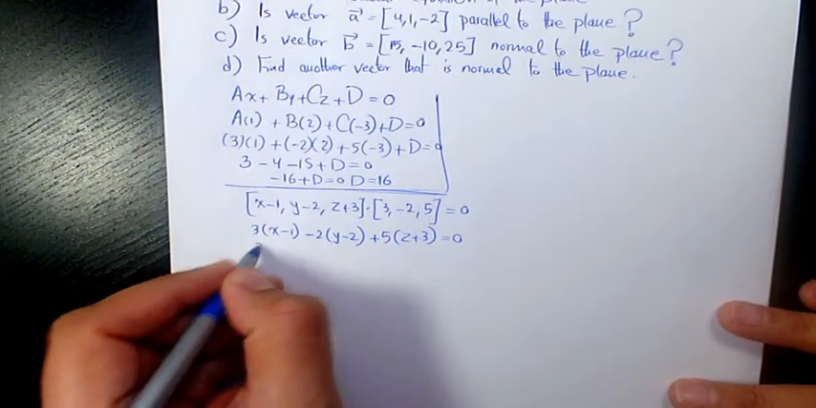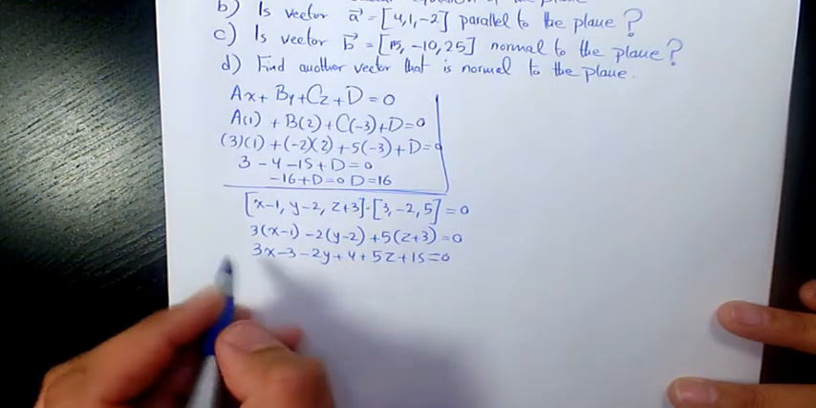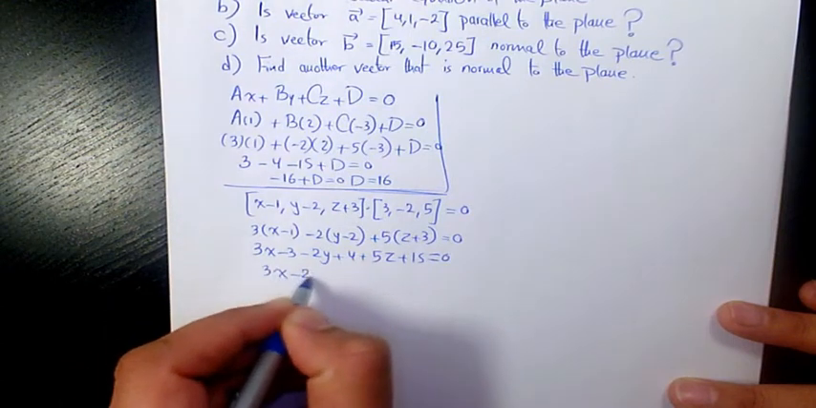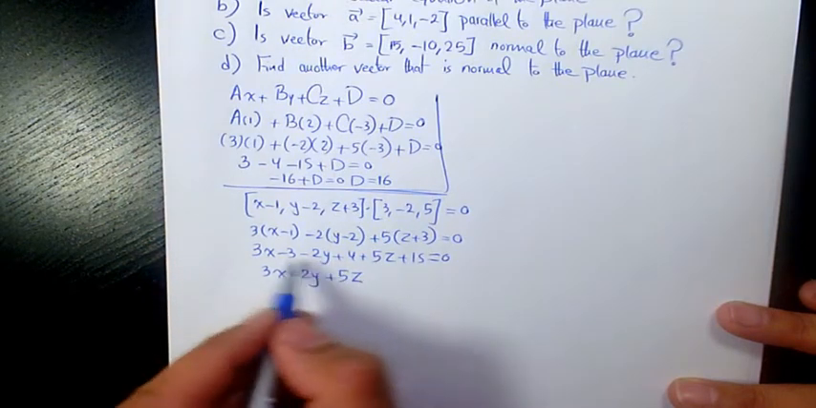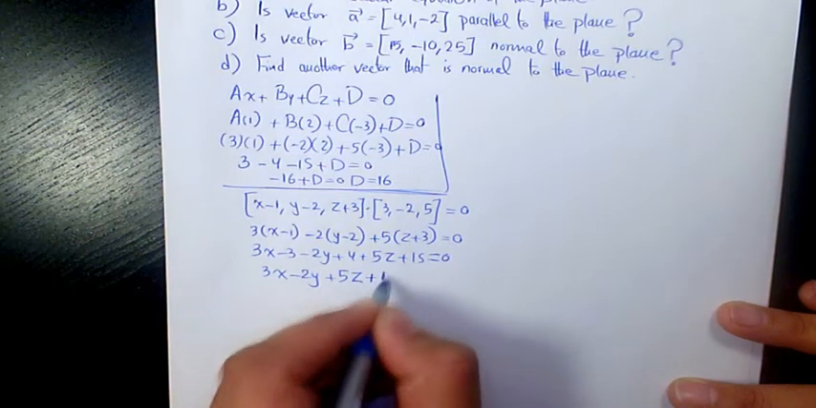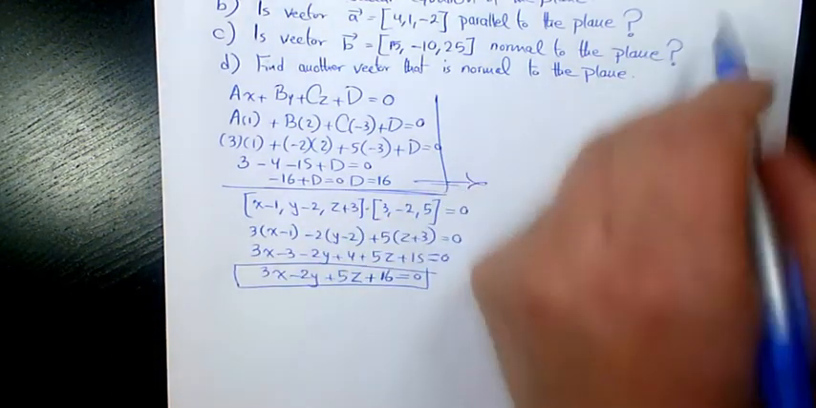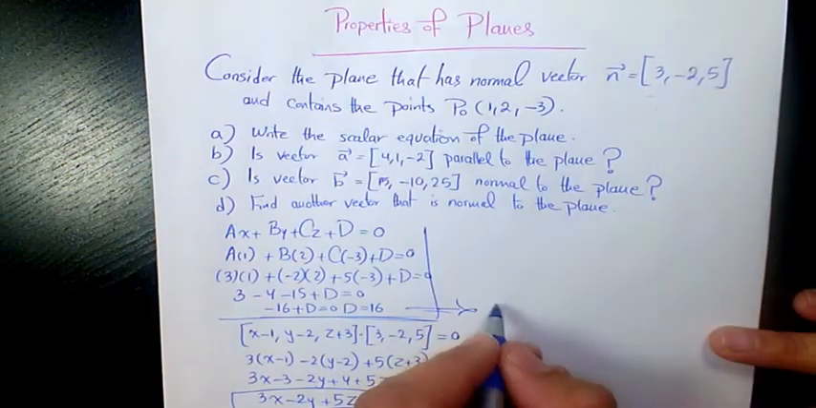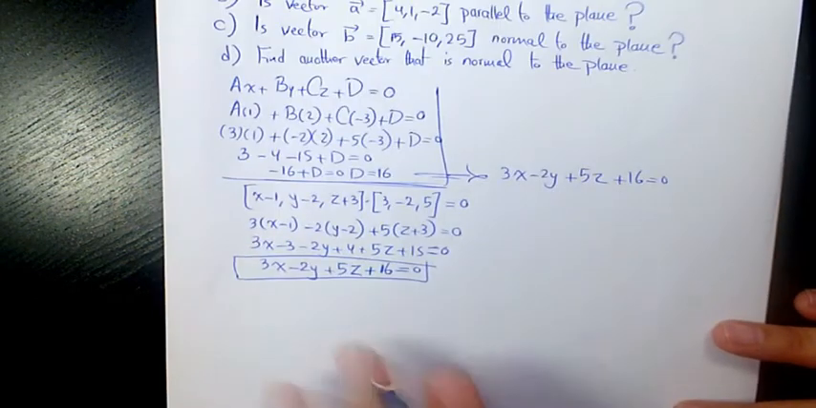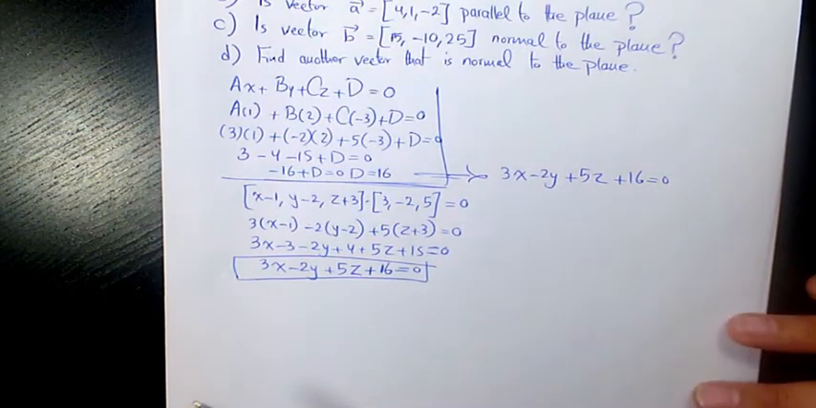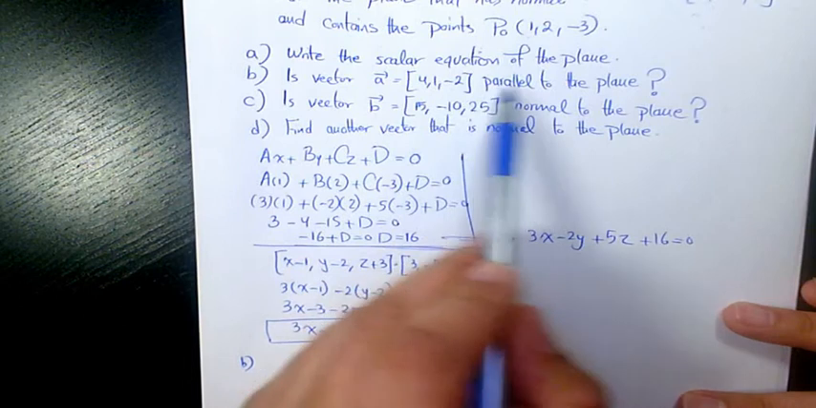So then, when you distribute it, it's 3x minus 3 minus 2y plus 4 plus 5z plus 15 equals 0. So if you simplify it, it's going to be 3x minus 2y plus 5z, and then here 4 minus 3 is 1 plus 15 is going to be 16, equals 0. And in the previous method we had d equals 16, so based on this normal I can say 3x minus 2y plus 5z plus 16 equals 0. So we can use any of these methods to find the scalar equation.